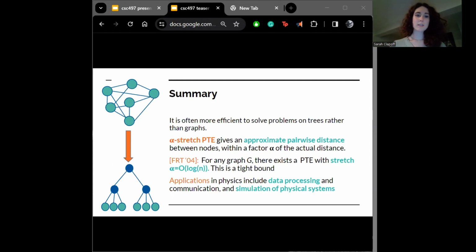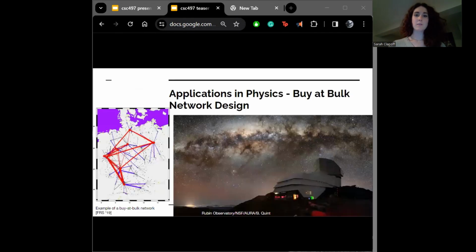And then we also looked at some applications in physics. So one of those applications was modeling the Steiner tree or buy-at-bulk network design problem. And I looked at modeling that around processing data from a large astronomical survey.